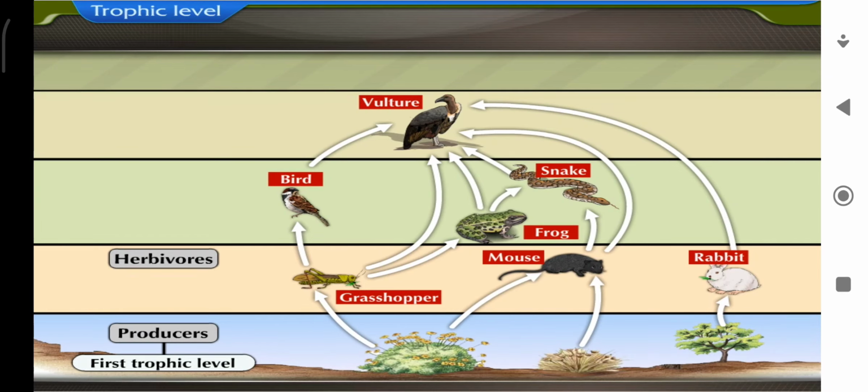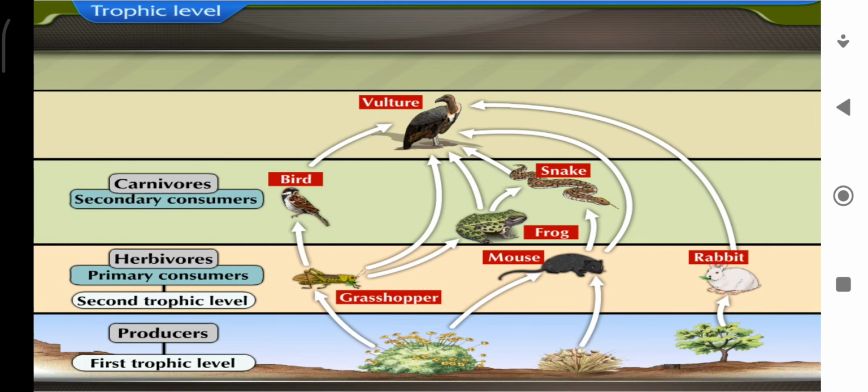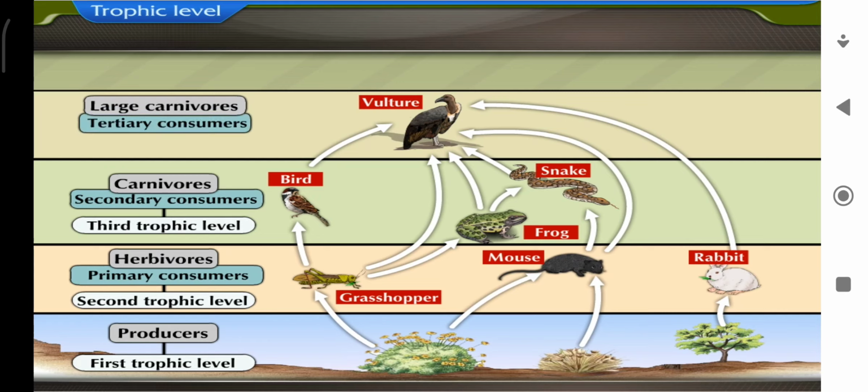The herbivores or the primary consumers that feed upon plants constitute the second trophic level. The herbivores are next fed upon by the carnivores or the secondary consumers. They constitute the third trophic level. Finally, the large carnivores, also called the top carnivores or the tertiary consumers, form the fourth trophic level. The trophic levels can thus be represented as trophic level 1, the producers, trophic level 2, the primary consumers, trophic level 3, the secondary consumers, and trophic level 4, the tertiary consumers.